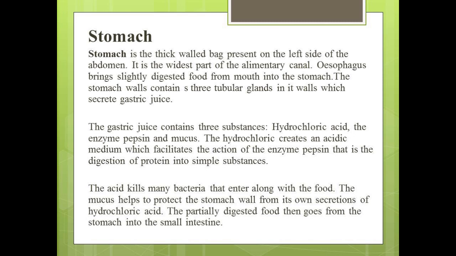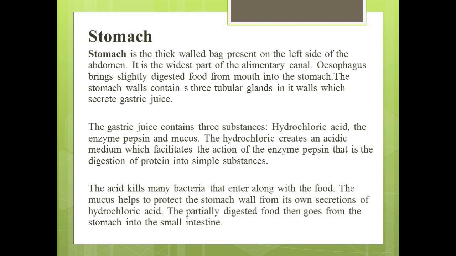Stomach. The stomach is a thick-walled bag present on the left side of the abdomen. It is the widest part of the alimentary canal. The esophagus brings slightly digested food from the mouth into the stomach. The stomach walls contain tubular glands which secrete gastric juice. The gastric juice contains 3 substances: hydrochloric acid, the enzyme pepsin and mucus.